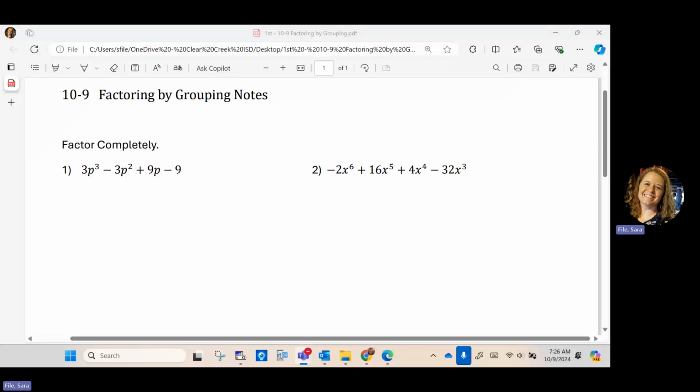Grouping today. Again, we focused on the trinomial factoring yesterday, using that X method to help us organize our thoughts. And then we did GCF, greatest common factor, and difference of two squares. So this is the fourth type of factoring we are reviewing this week.